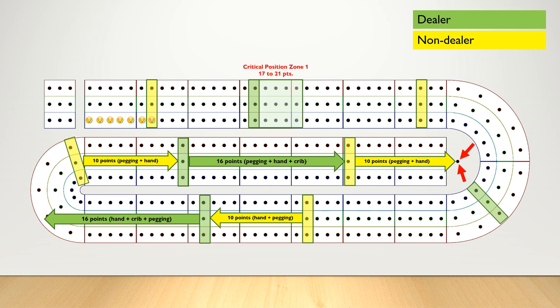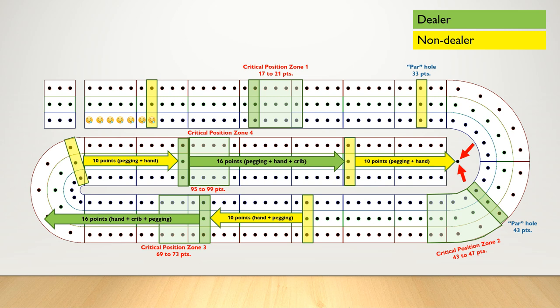The first critical position zone is 17 to 21 points. 17 is the first par hole, and your goal is to be dealing from there. The second critical position zone is 43 to 47 points. The third zone is 69 to 73 points, and the fourth critical position zone is 95 to 99 points. Your goal is to be the dealer at each of those zones. On top of that, you'll want to reach each of these par holes, the par hole at 33 points as non-dealer, the par hole at 43 points as dealer, 59 points as non-dealer, 69 points, 85 points, 95 points, and 111 points.